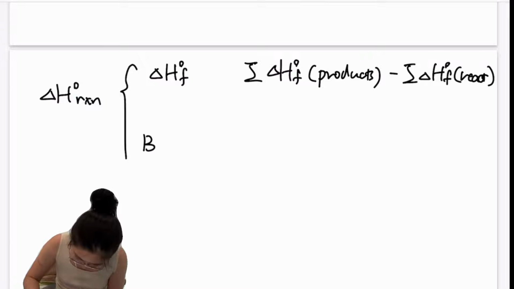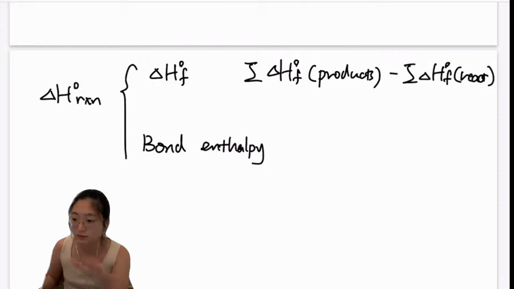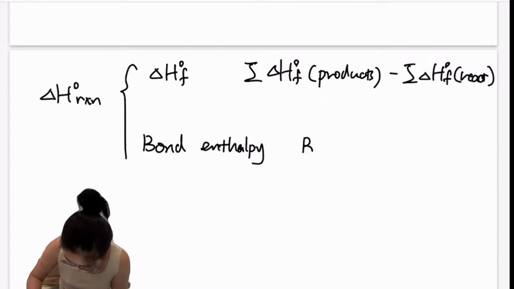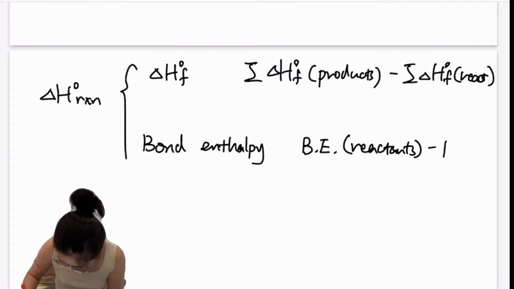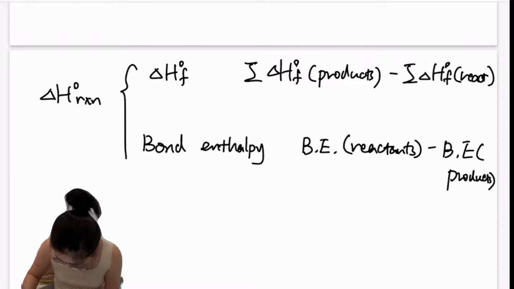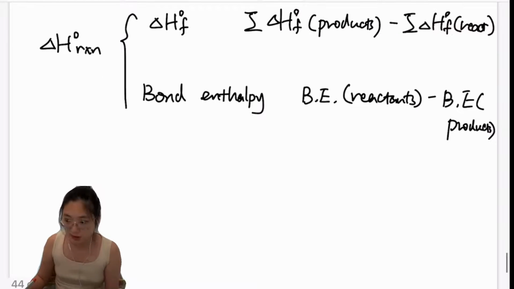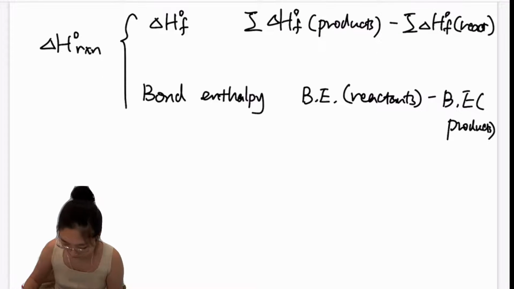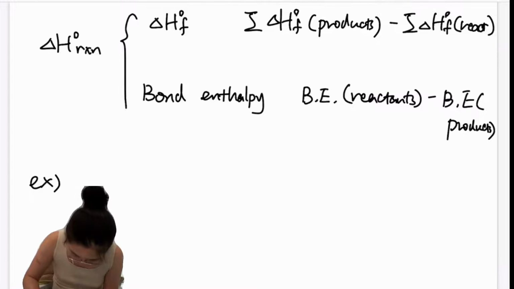And the other one is bond enthalpy. And then you always do the reactant minus the product for bond enthalpy. So bond enthalpy of the reactants minus bond enthalpy of the products. So we can start with something easier. Let's say methane, combustion of methane.